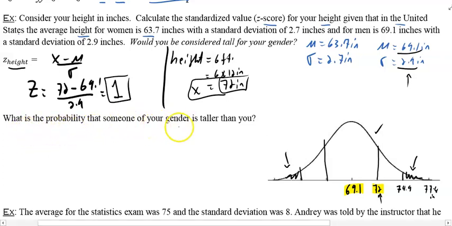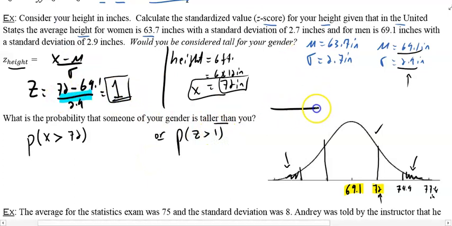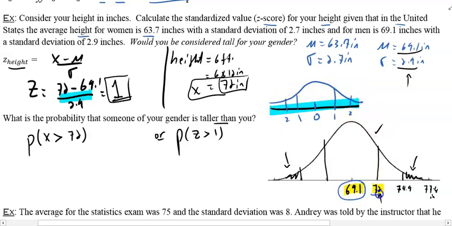It says, what is the probability that someone of your gender is taller than you? What's the probability that someone of my gender is taller than me? What does that mean? They're over 72. Or, isn't that the same as saying the probability that z is greater than 1? So what's the difference between those? What this did is make the average 0 and move in standard deviations. Instead of having 69, 72, 74.9, it's just making data 0, 1, 2, 3. That's simple. And our calculator allows us to do both, and I want to do both.